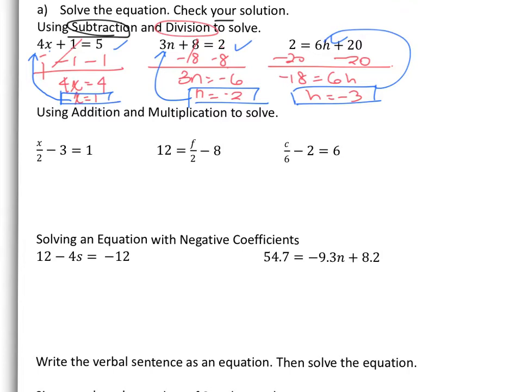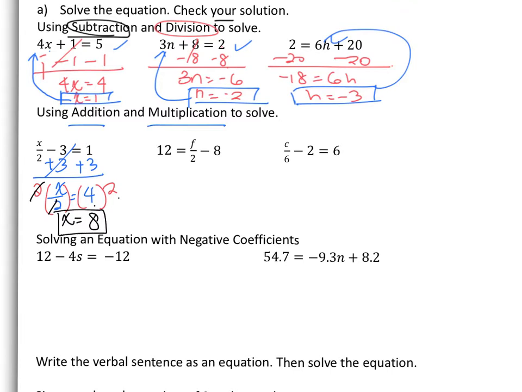Now I'm going to show you how to use addition and then multiplication to solve two-step equations. So first we need to take the opposite of -3, which is positive 3, and add it to both sides of the equation. Bring down x over 2, and then simplify the right-hand side, which is 4. Then multiply both sides by the reciprocal of 1 over 2, which is 2. That cancels out the 2 on the left-hand side. Bring down the x. 4 times 2 is 8.